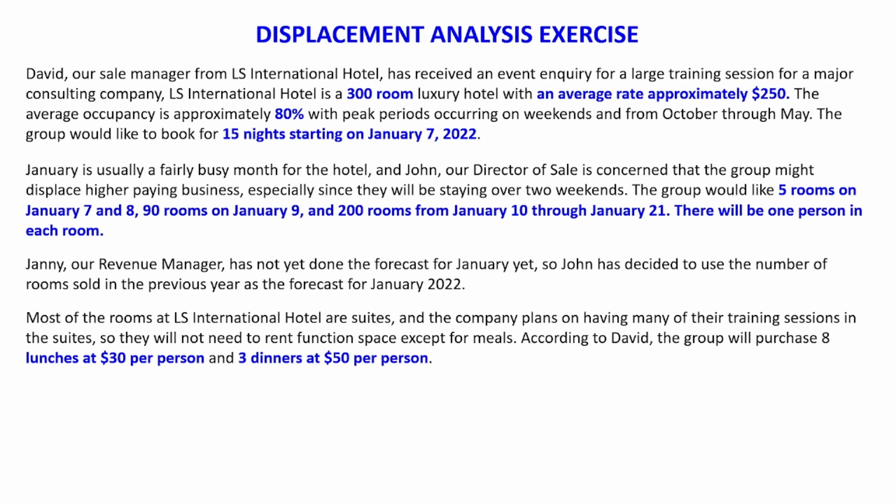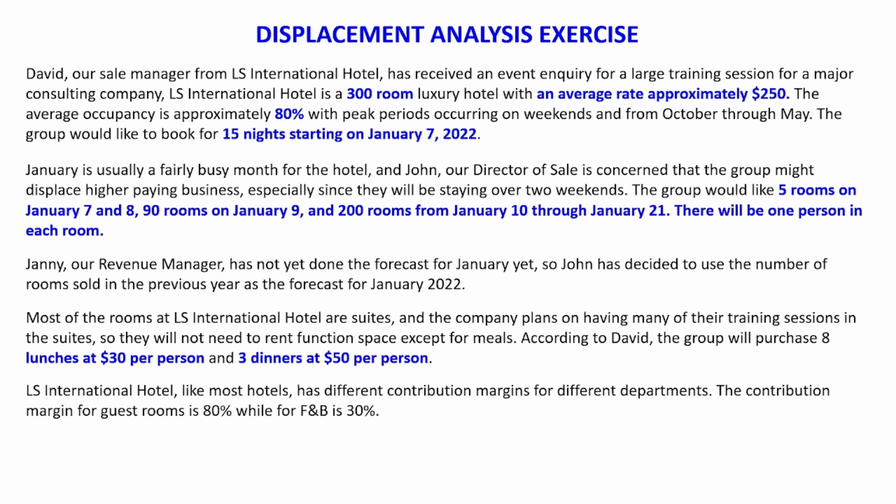Most of the rooms at LS International Hotel are suites, and the company plans on having many of their training sessions in the suites, so they will not need to rent function space except for meals. According to David, the group will purchase 8 lunches at $30 per person and 3 dinners at $50 per person. LS International Hotel, like most hotels, has different contribution margins for different departments. The contribution margin for rooms is 80%, while F&B is only 30%.